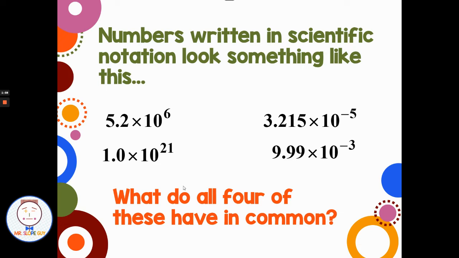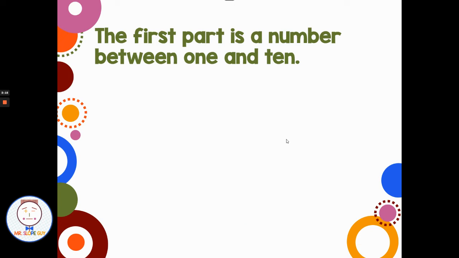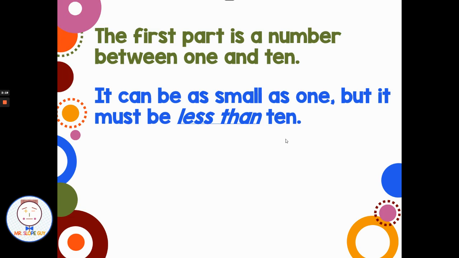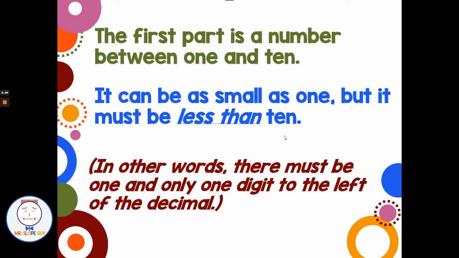And if I look a little bit more closely, I start to see a pattern with these first numbers. I have 5 and 2/10. I have 1 or 1.0, 3.215, and 9.99. All these numbers have something in common too. They're numbers between 1 and 10. So the first part is a number between 1 and 10. It can be as small as 1, but must be less than 10.